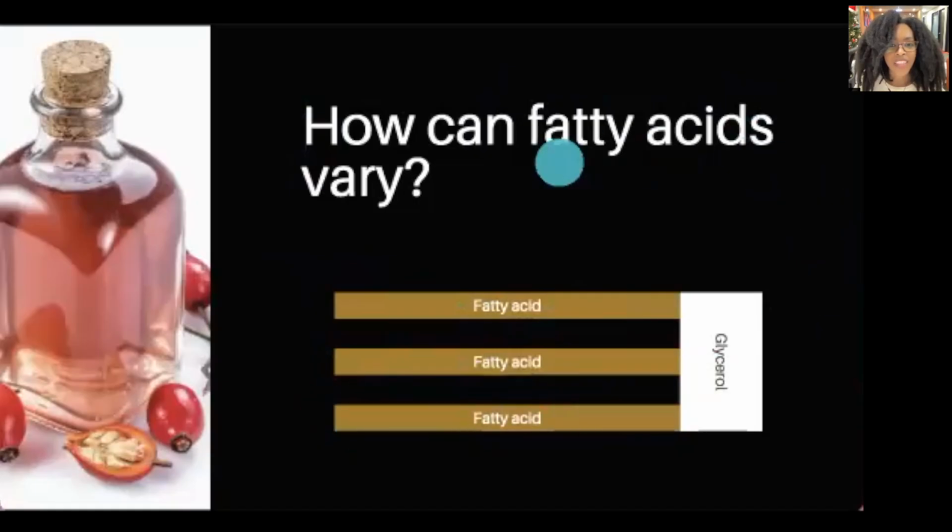I want you to look at this structure again and think about how the fatty acid portion of a triglyceride might be different in different oils. Just guess, even if you don't know anything about this, just guess. How might this structure be different?